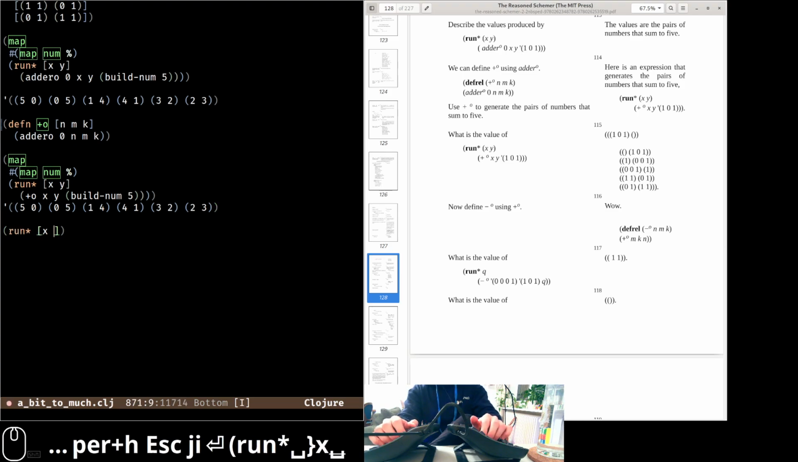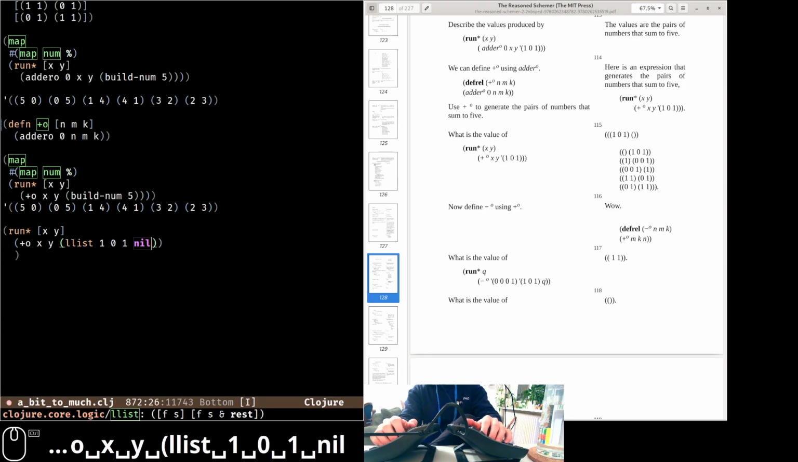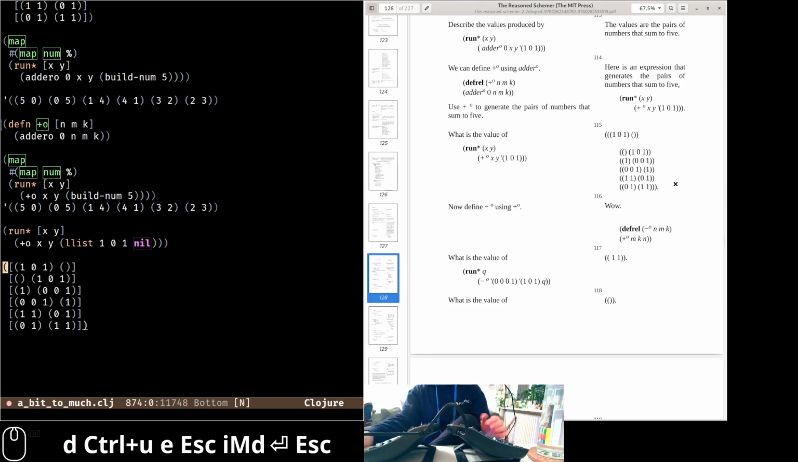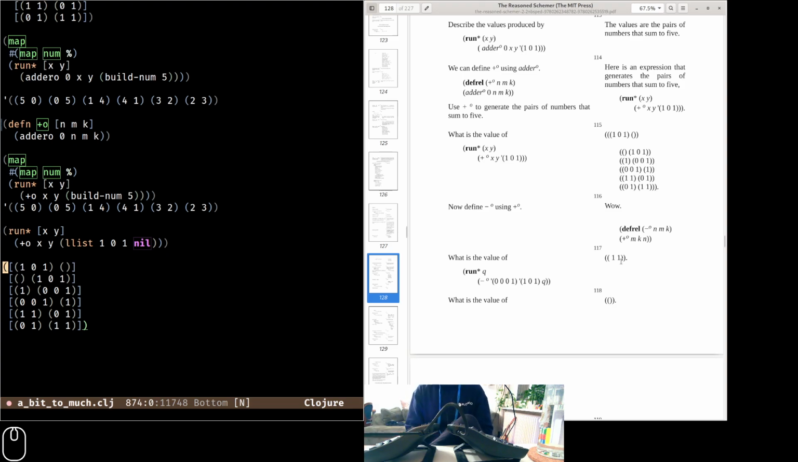Give me everything where there's an x and a y, where plus O of x and y is equal to the list that represents the number 5. It's the same thing. Wait, how is this different from what I just said? Yeah, it's this. So 5 plus 0, 0 plus 5, 1 plus 4, and so forth. Now define minus O using plus O.